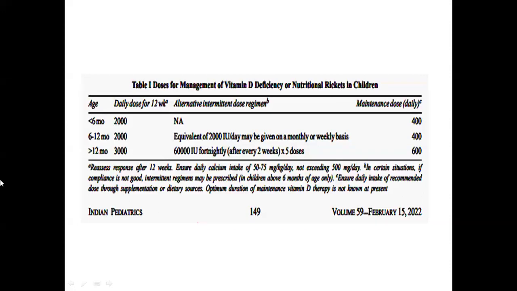In the recent IAP, the vitamin D dose given in nutritional rickets for less than 6 months is daily doses, that is 2000 units. For 6 to 12 months, you either give a daily dose or you can give the cumulative dose once weekly or once monthly. For more than 12 months, you can go for the bolus doses, that is 60,000 units every 2 weeks for 5 doses. So that is for the recent 2022 IAP recommendations.